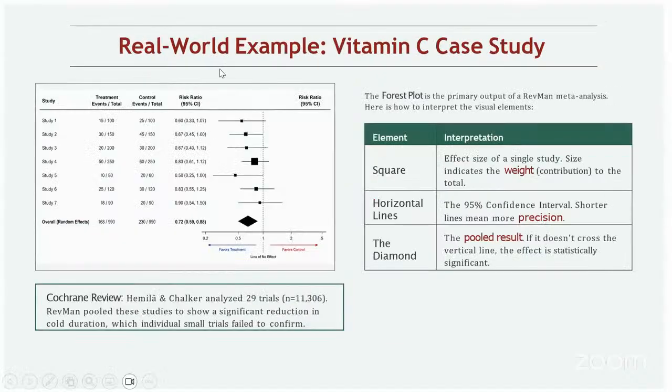Here we have a real-world example, a vitamin C case study. Let's look at a real example. So you can see the forest plot. We'll first explain this diagram. Each square represents one study. The size of the square shows how much weight that study carries. Second, the horizontal line is the 95% confidence interval. Shorter lines mean more precise results.